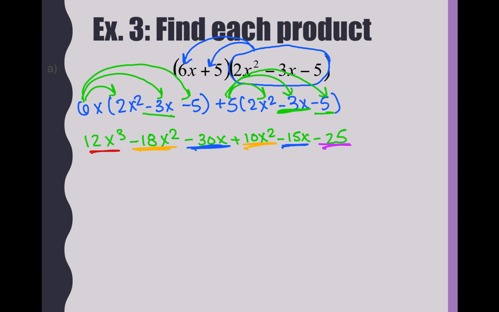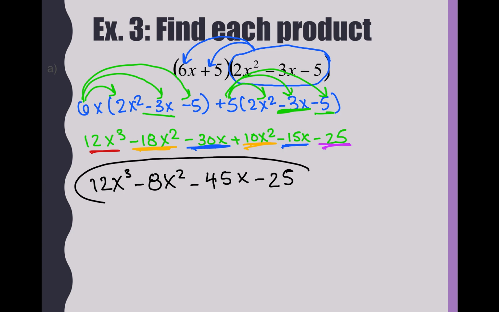Now I'm going to rewrite it. I have 12x cubed. Then my x squareds, I have that negative 18x squared and a plus 10x squared. When I add those together, I'm left with just a negative 8x squared. Then my x's, I have a negative 30x minus 15x for a total of negative 45x. And finally, just my minus 25. And there's my final answer. Remember, this is just the same as the horizontal method. Just like we were doing at the beginning of this video, we just have a 3-term polynomial that we're distributing instead of a 2-term.